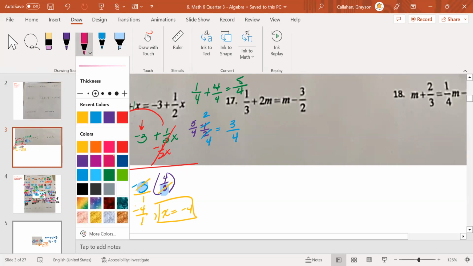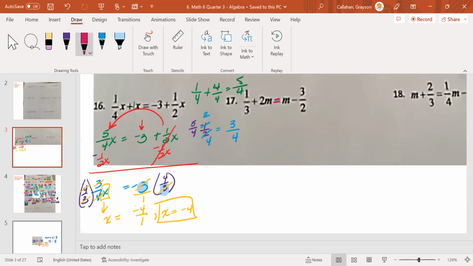Number 17. Okay, so here you have 1/3 plus 2m. There's nothing to combine on the left side of the equation. On the right side of the equation, m minus 3/2, there's nothing to combine here. It's very different than the left side of number 16, where they both have an x. You can combine them together. Here you cannot. So then what you want to do is you want to move the smaller x, or the m, the variable, which is -m. So I'm going to subtract m on both sides.